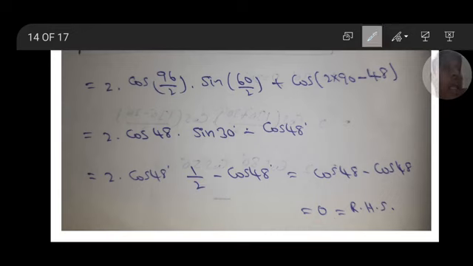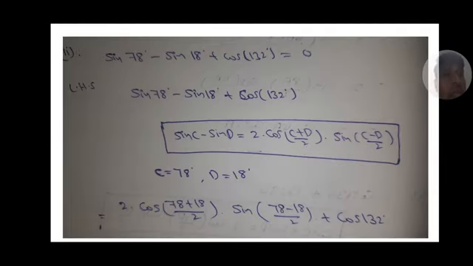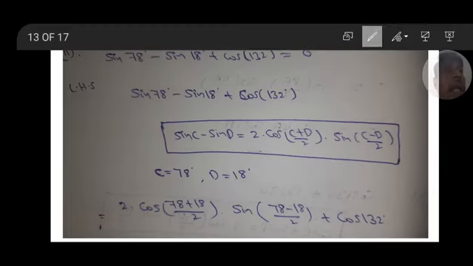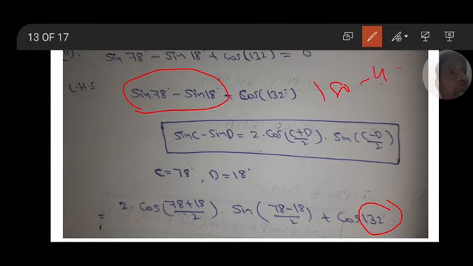Here I used the formula sin C minus sin D for sin 78 minus sin 18, and this 132 can be written as 180 minus 48.